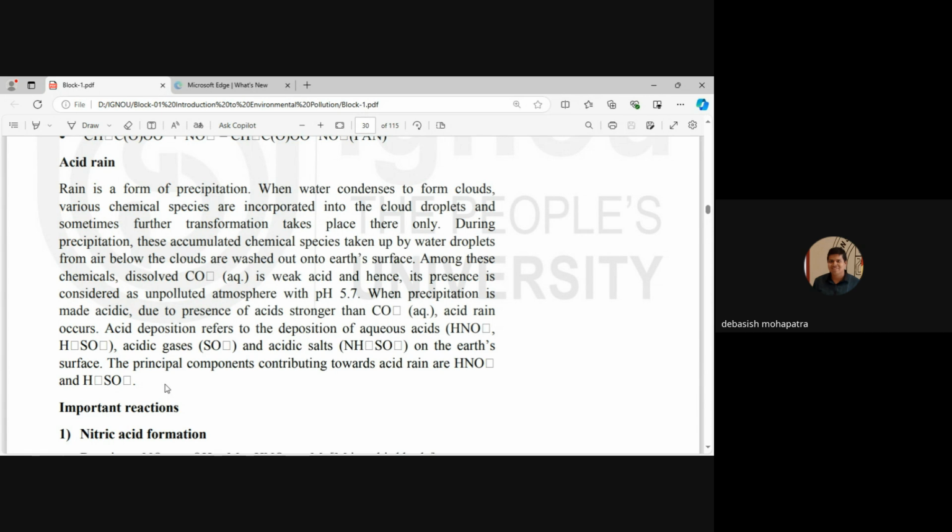So see, each time the rain which is coming is slightly acidic due to the presence of carbon dioxide, which forms carbonic acid. But if there is a presence of nitric and sulfuric acid, then we call it acid rain.